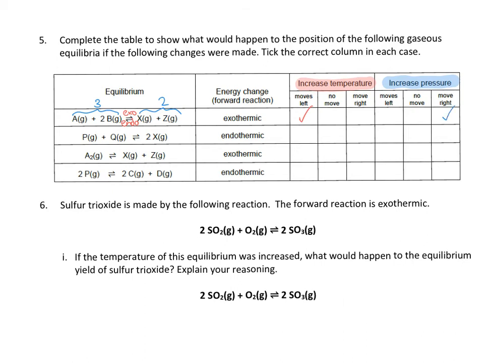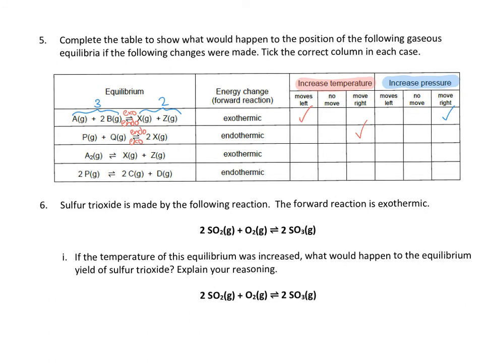In the next question, we've got P + Q goes to 2X. And we know that the forward reaction is endothermic, which means that the backward reaction is exothermic. We're increasing the temperature. An increase in temperature favors the endothermic direction. In this, it's left to right. So the position of equilibrium is going to shift to the right.